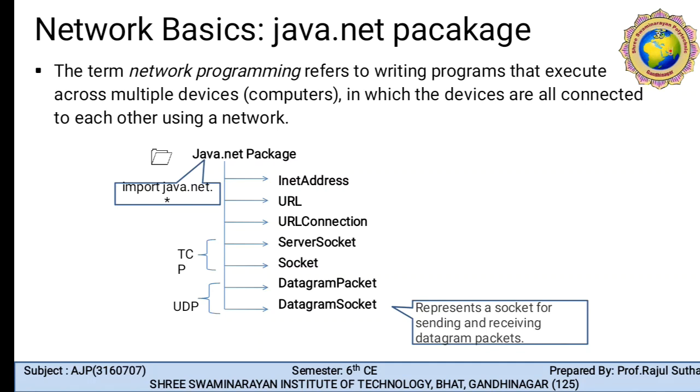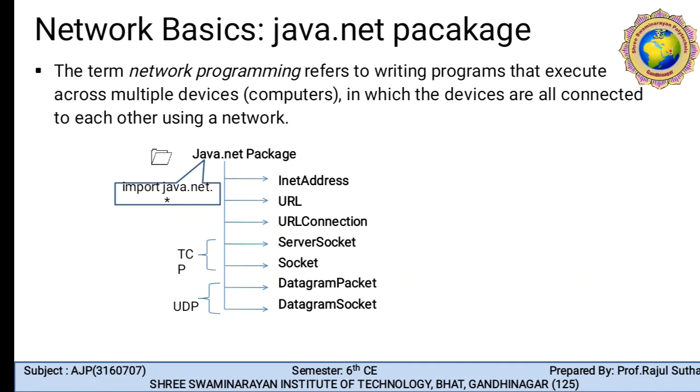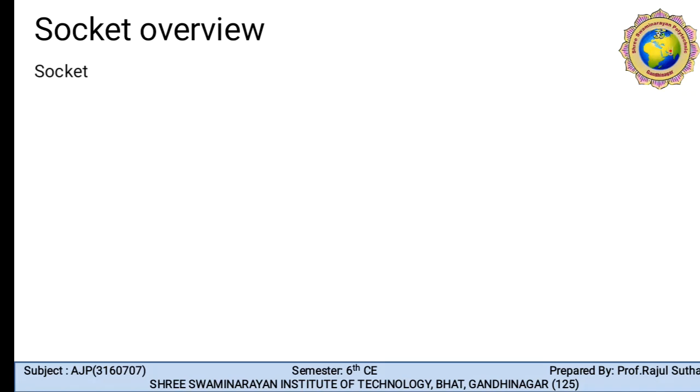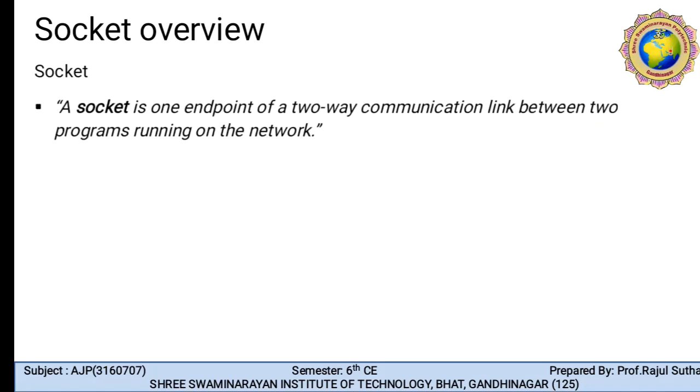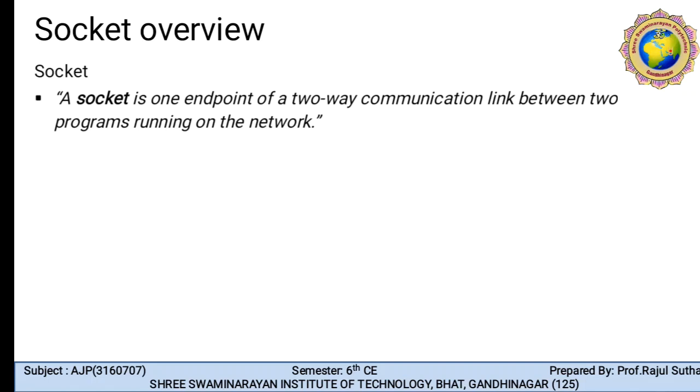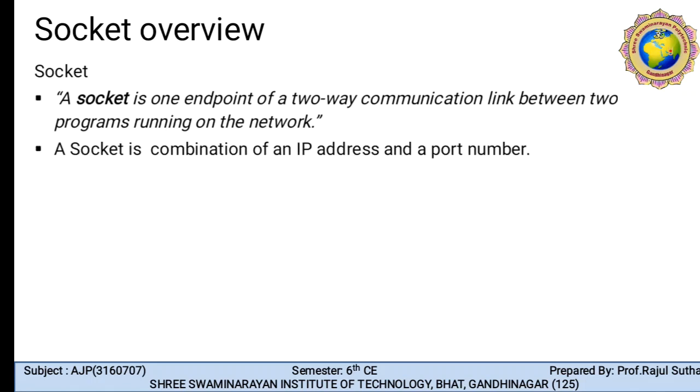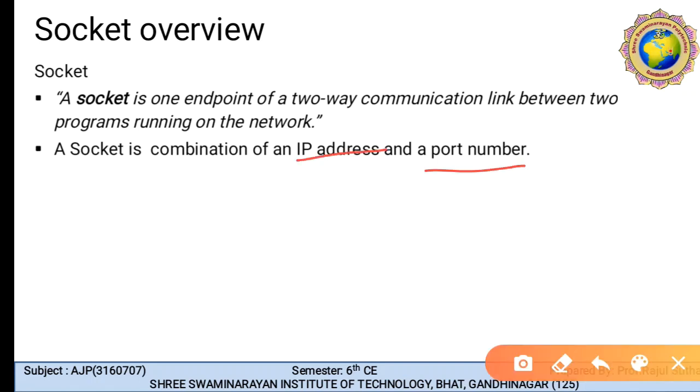Then what is a socket? Let me discuss socket overview in detail. Socket is one endpoint of a two-way communication link between two programs running on the network. Socket is a combination of IP address and port number. While we are defining the socket, it covers the IP address plus port, so it is the combination of IP address and port number.